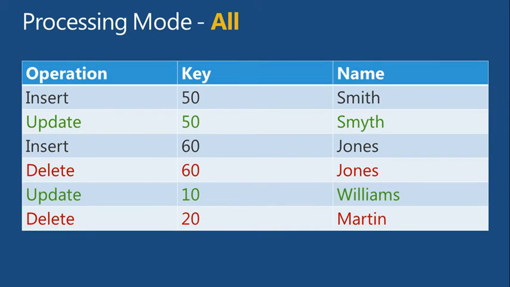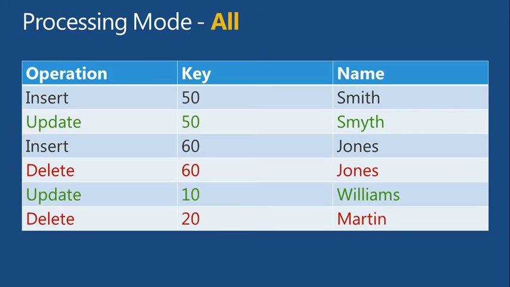So in this scenario, this is where we get all my changes. So I've added a new customer key 50, Smith, and then I did an update because I spelled the name wrong. So I changed it from Smith with an I to Smith with a Y. I did an insert of Jones, and then I deleted Jones because Jones wasn't really a customer after all. And then I did an update to an existing record, key 10, and changed it to Williams, and then I did a delete. So in total, I have 6 changes.